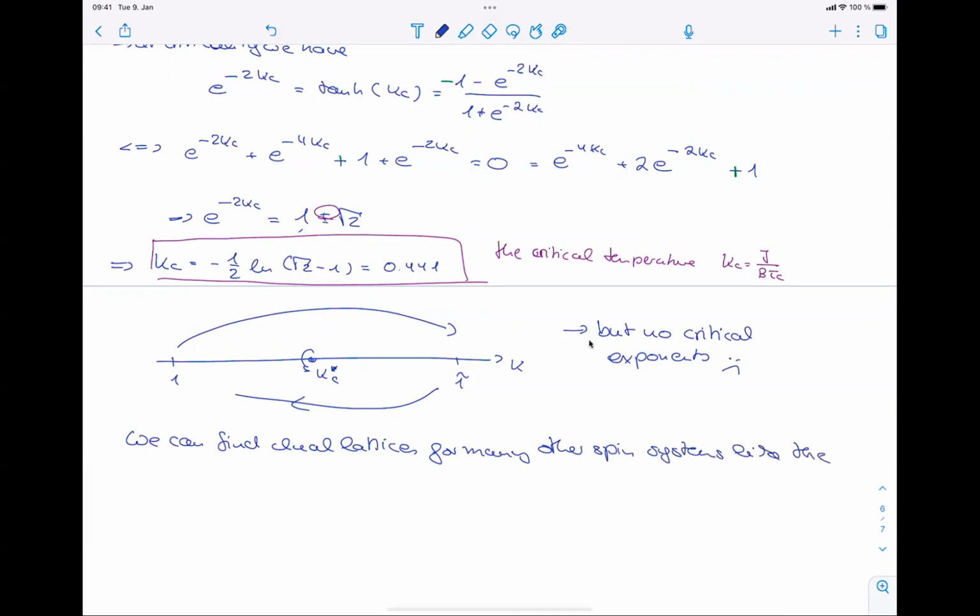Like the XY model, its model, and so on.